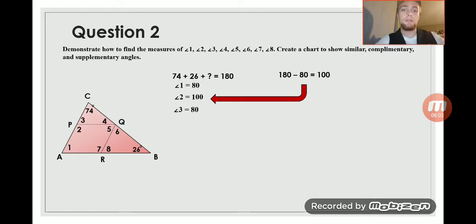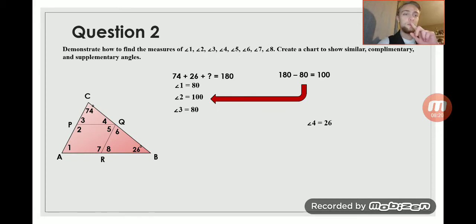Angle 3 is going to be 80. Why? For the same reason as some of the previous angles in the previous question. Angle 3 is a corresponding angle to angle 1. They're the same angle created by one line. So it is going to be 80 just like angle 1.